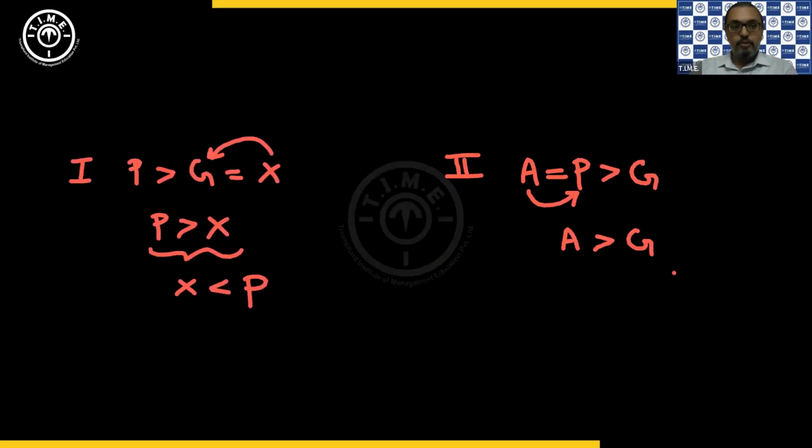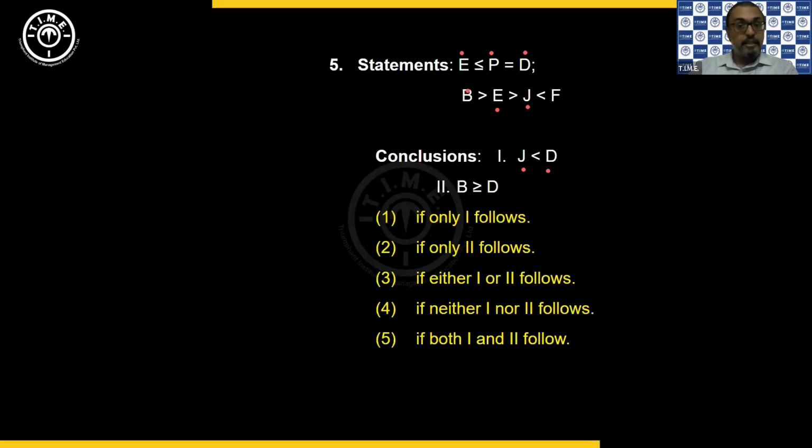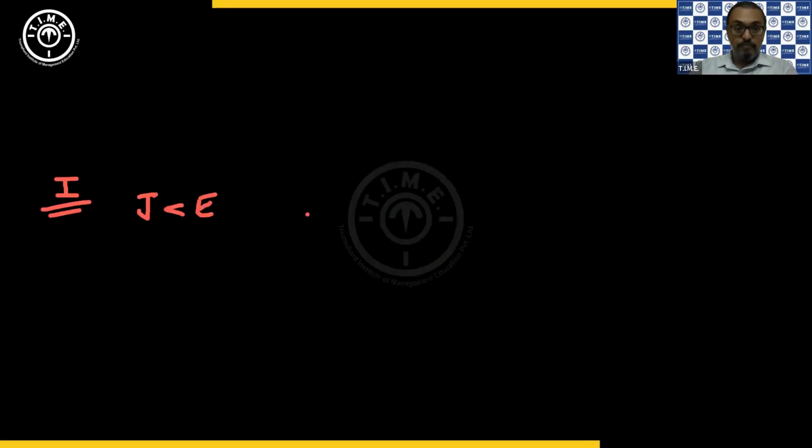Find a relation, you'll get your answer. Then next, I need a relation from J to D. Here I have J to E and then E to P and P to D. So let me take that. Now J to E, you are going in the reverse, so you have to reverse the inequality. So I have J less than E. Then the remaining is, as usual, less than or equals P equals D.